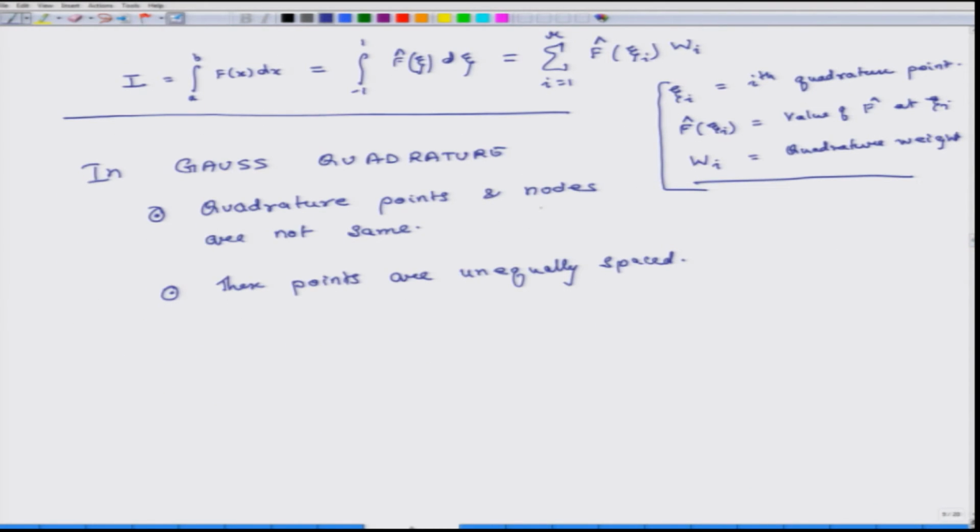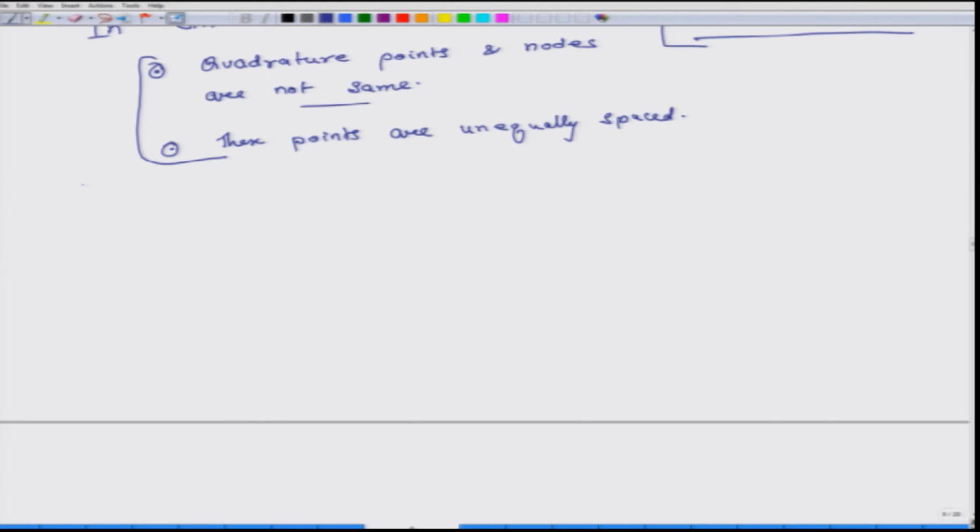So quadrature points and nodes are not the same. This is a very important distinction. So this zeta i value will not be the same as that of the node. It will not be the same as the node. This is important to understand. So we will write this.